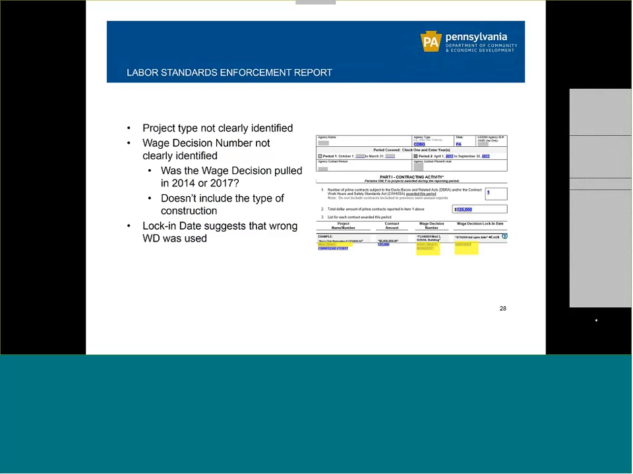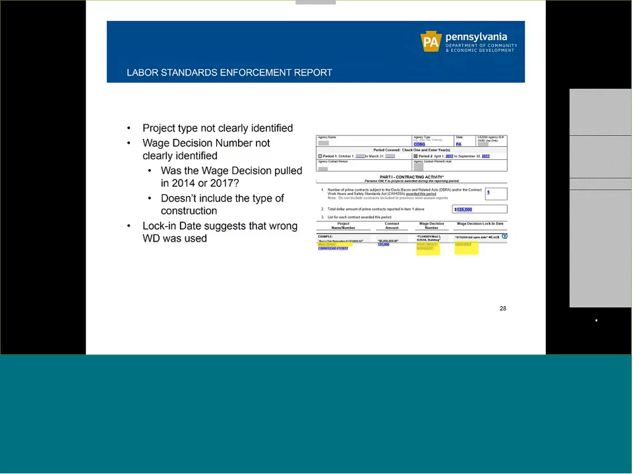And this one also, the lock-in date is referencing December 1st of 2017. That would kind of suggest that the wrong wage decision was used, as that wage decision was pulled August 4th of this year. The lock-in date was December 1st, so it sounds to us that, unless there's an extension, which is not noted on here, the wrong wage decision was used.